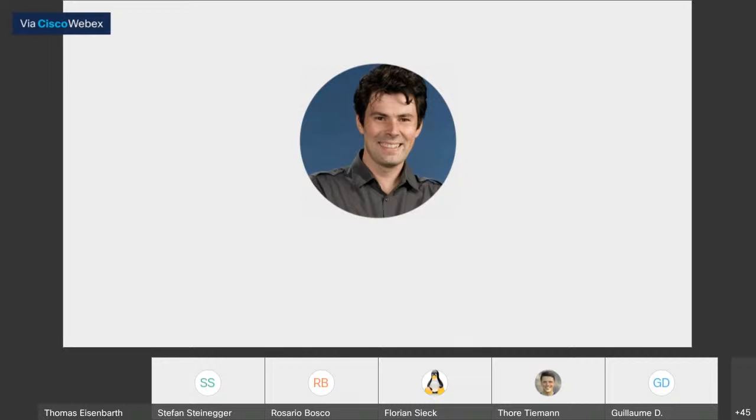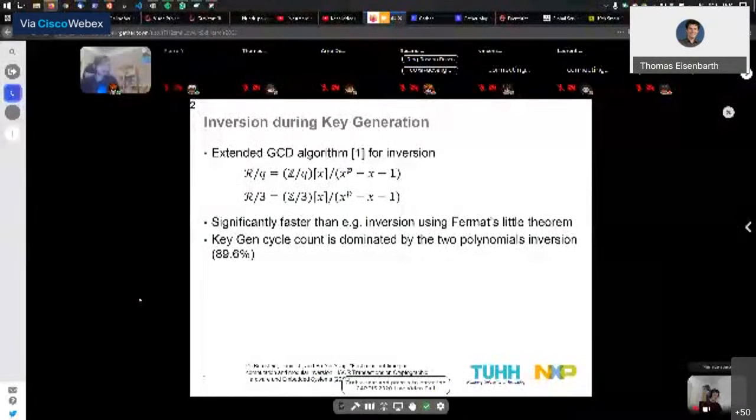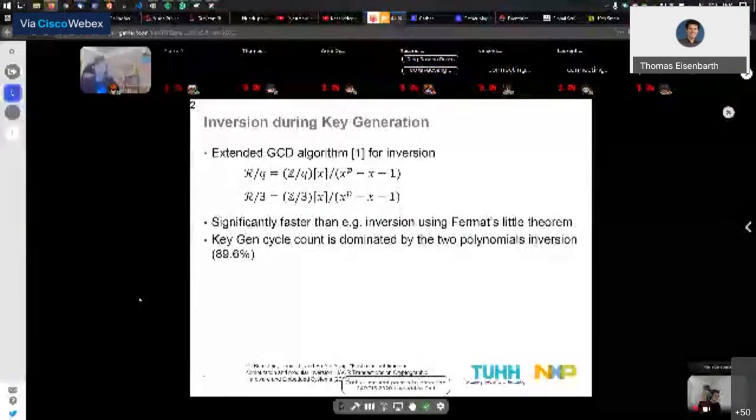So for Streamlined and NTRU Prime, you have to do 2 polynomial inversions in the 2 rings you can see here. In this case, Q is, for example, 4,591 and P is 761. And this is complicated because polynomial inversion is slow.